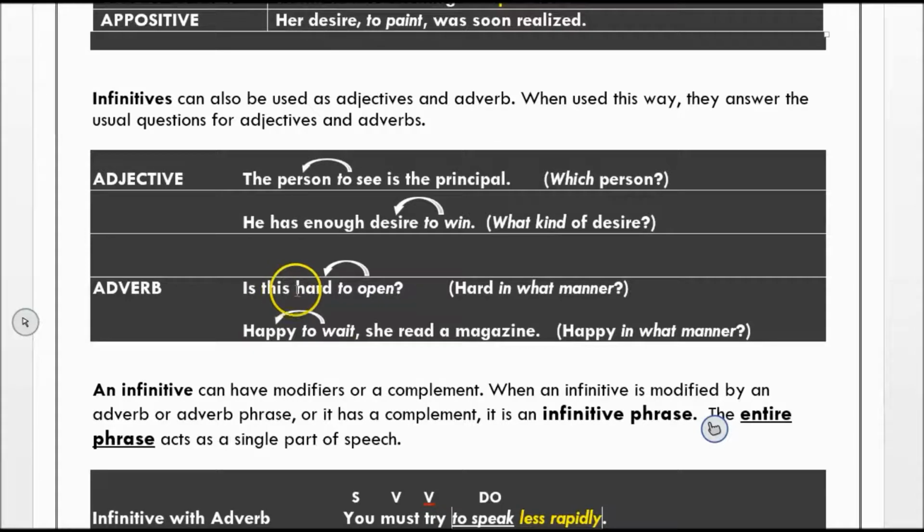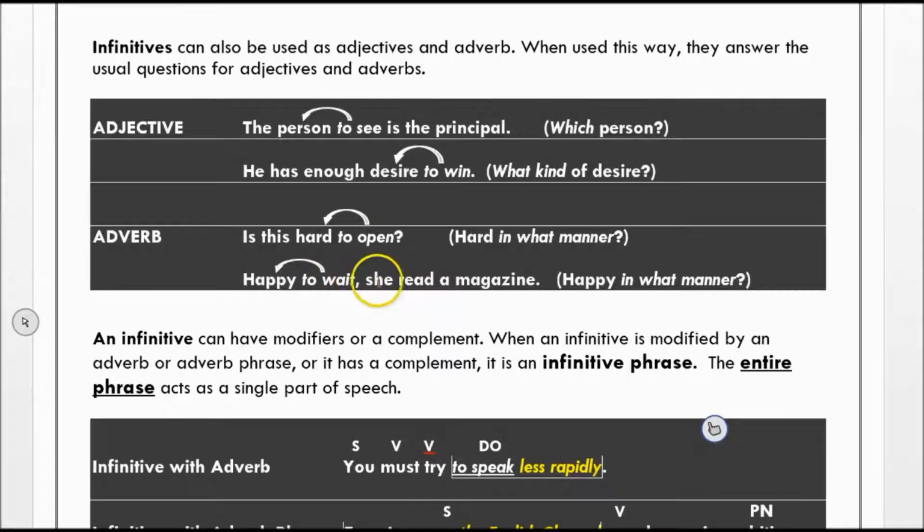As an adverb: it is hard to open. Oh, is this hard to open? So hard here is an adjective describing this, okay? And then to open, it's like, in what manner or to what extent is it hard? Is it hard to open, okay? And then: she read a magazine, happy to wait. In what manner was she happy? She was happy to wait. Okay, so to wait here is your infinitive, modifying happy. Happy is an adjective, so it's an adverb modifying an adjective.